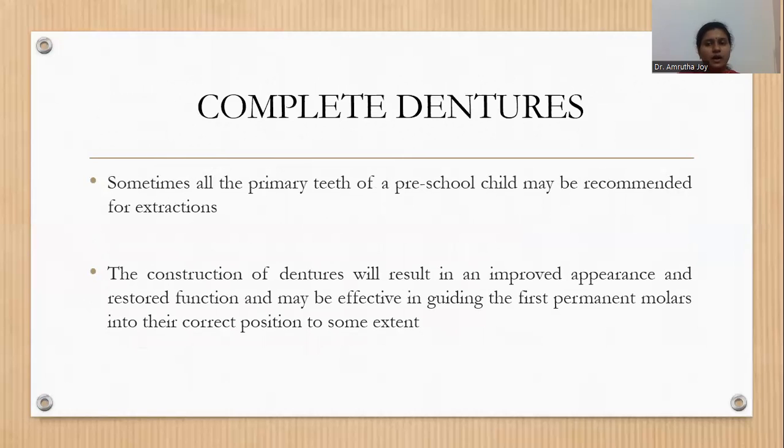Coming to another type of removable space maintainer, that is complete dentures. Sometimes all primary teeth of a preschool child may be recommended for extraction. In such cases, we can plan for complete dentures. The construction of dentures will result in improved appearance, and it will help in phonetics as well as guide the eruption of permanent teeth.